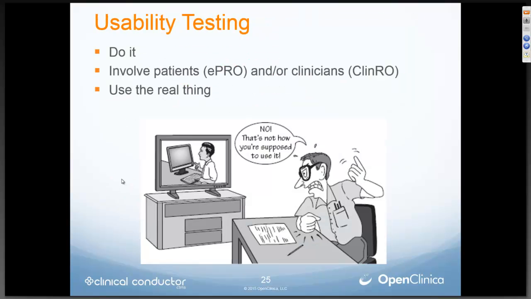And as I mentioned, you're always going to want to do usability testing. When you do usability testing, please make sure you use the actual participants, whether they're patients or somebody else, and the clinicians if you're doing ClinRO. Make sure you're using the real form. Make sure you're using the electronic form. Don't give them a paper mock-up or something like that, and don't rely on that as the usability testing. Make sure they're actually using the real system.